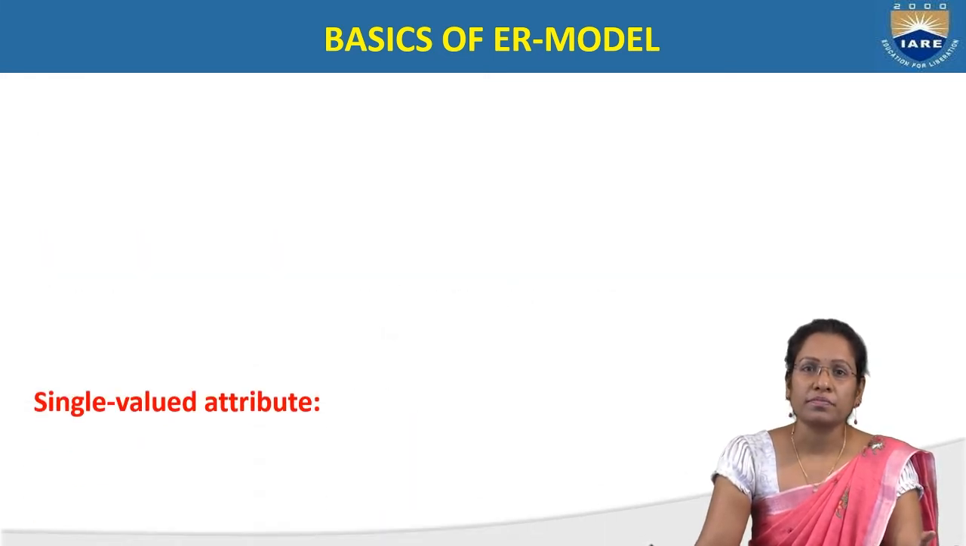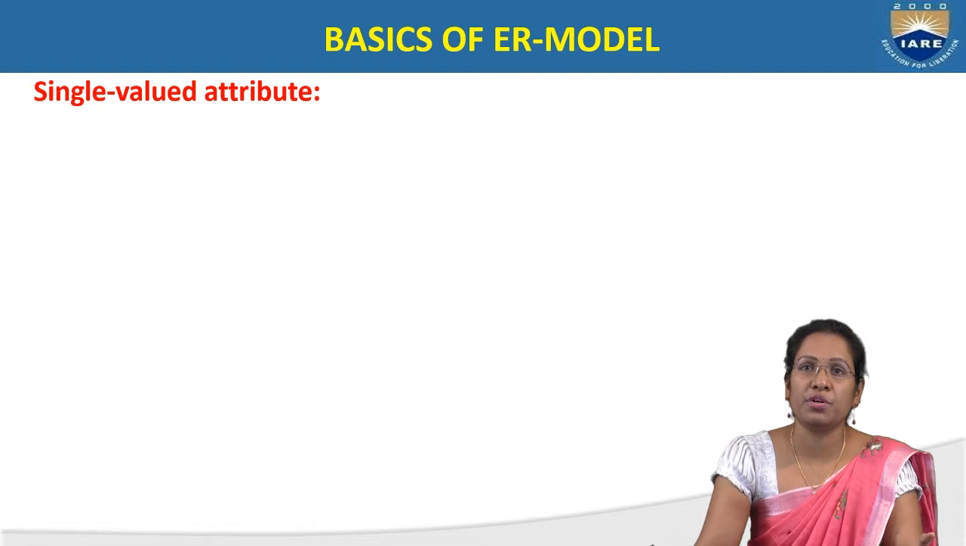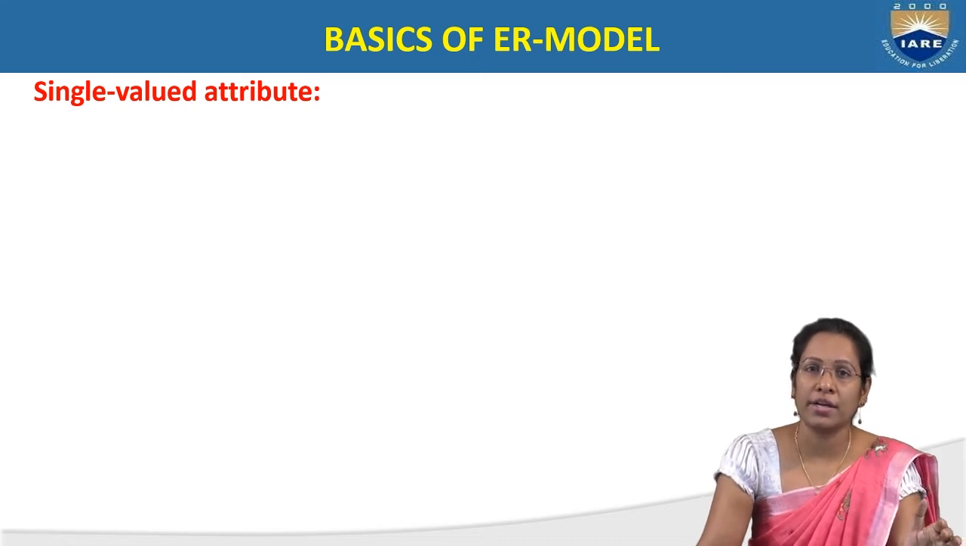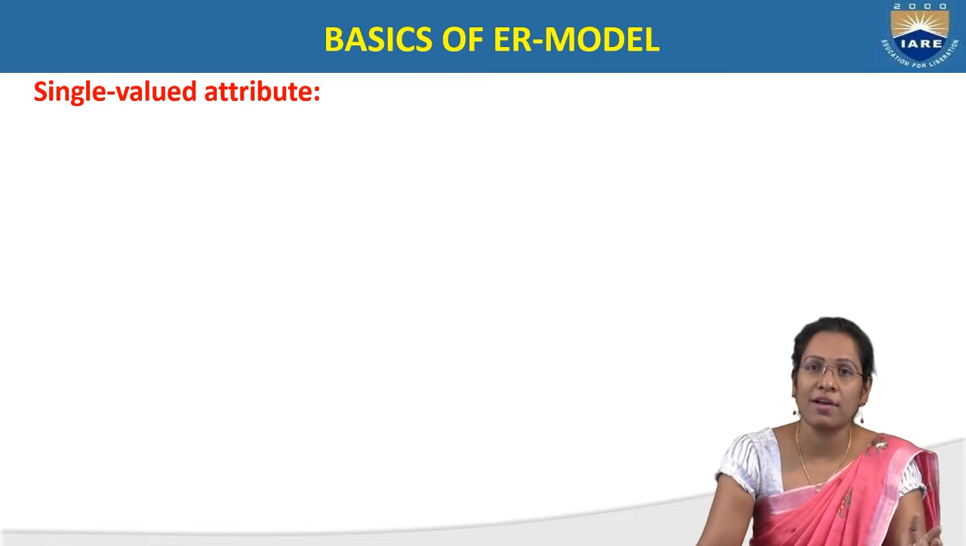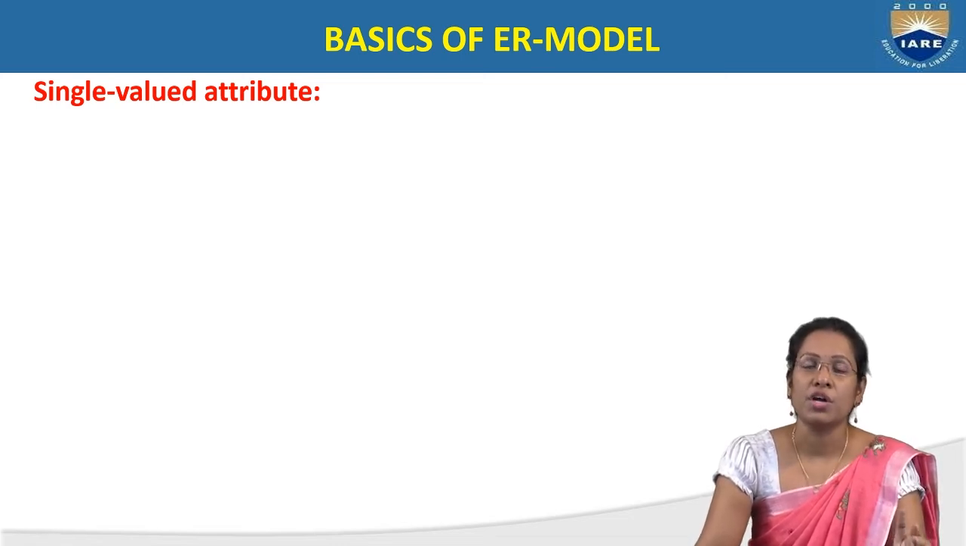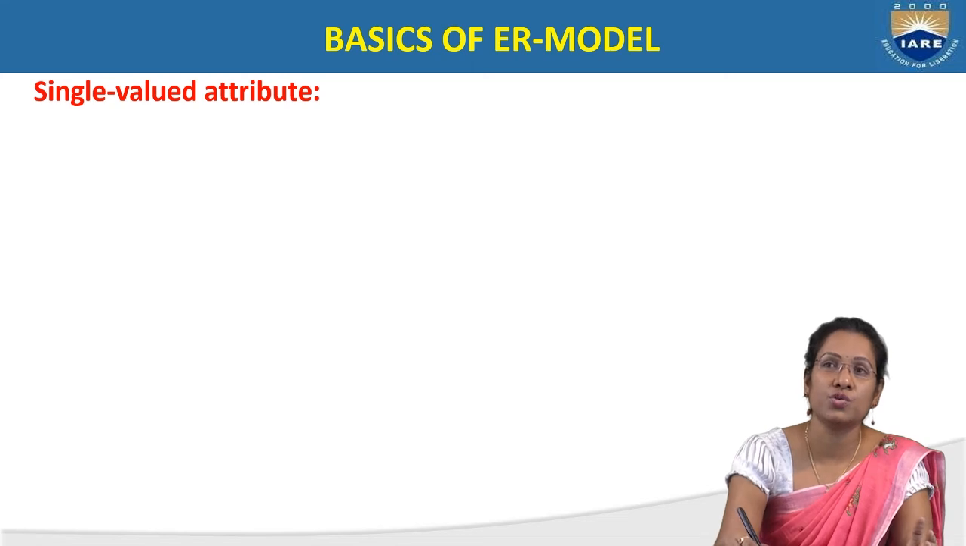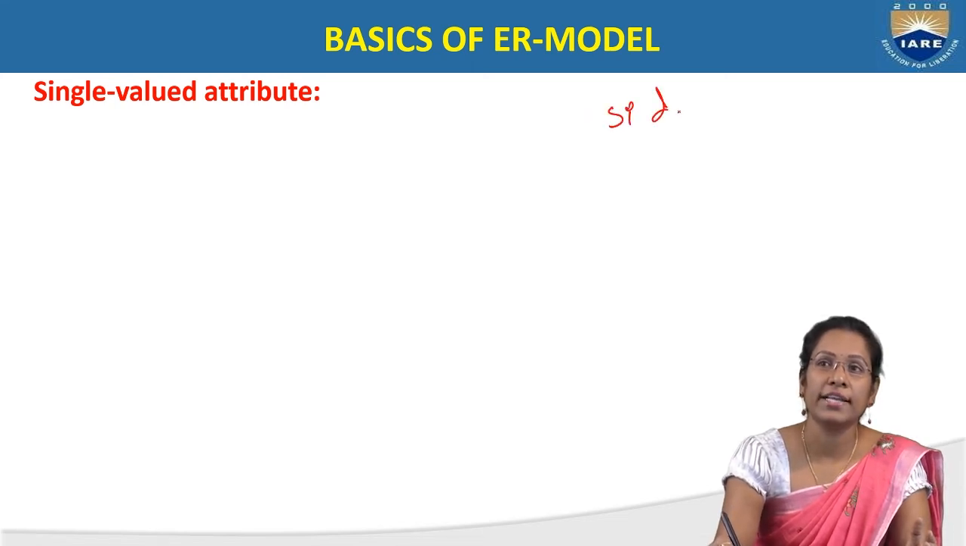Now next one, single value attribute. What is a single value attribute? This is totally different from simple and composite. This focuses only on the value which we assign to the attribute. Up to now we focused only on the attributes which we attach to the entity, but here we focus on the data, the value which we assign to the attribute, using single value attribute and multi-value attribute. So what is value? Suppose I take the student SID. SID contains only one value. Next, SName contains how many values?